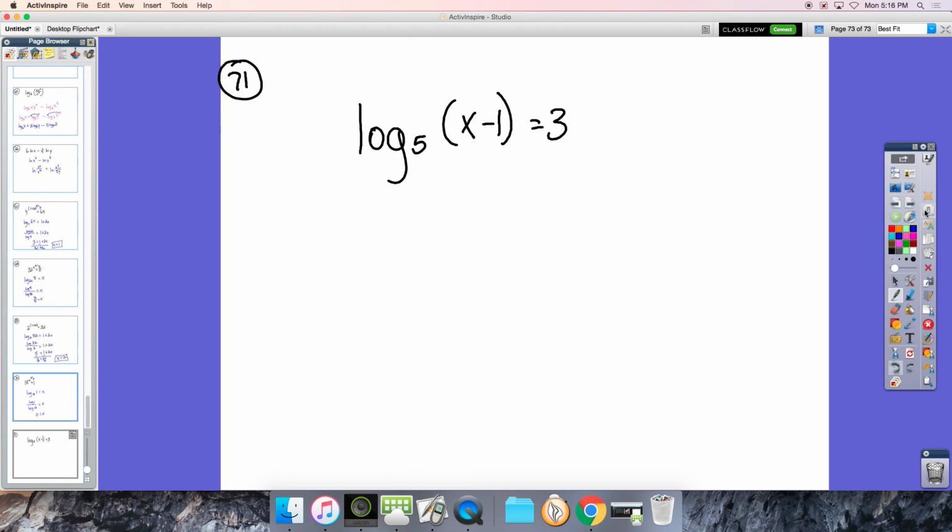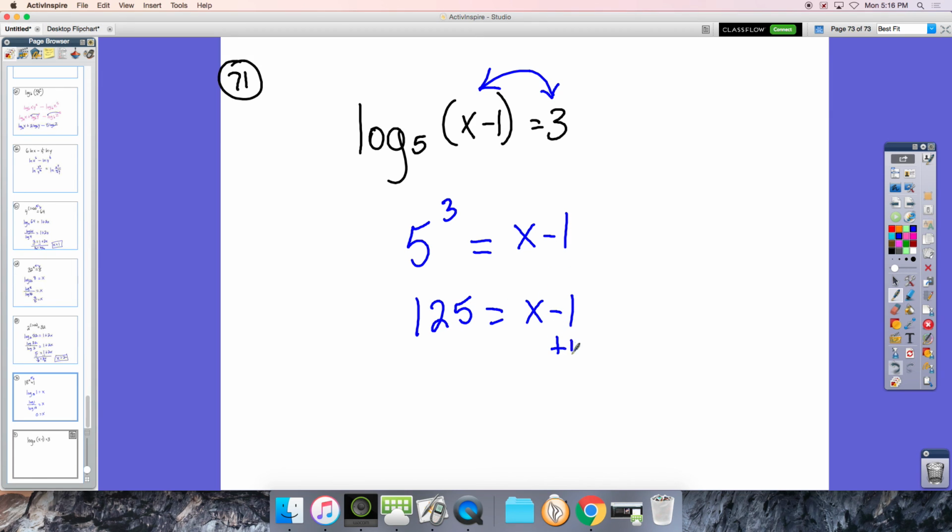And for the last one, if you rewrite this as an exponent, you would have 5 to the third power equals x minus 1. Remember, you just switch these two. 5 cubed is 125. So then just solve for x. Oops, 126.